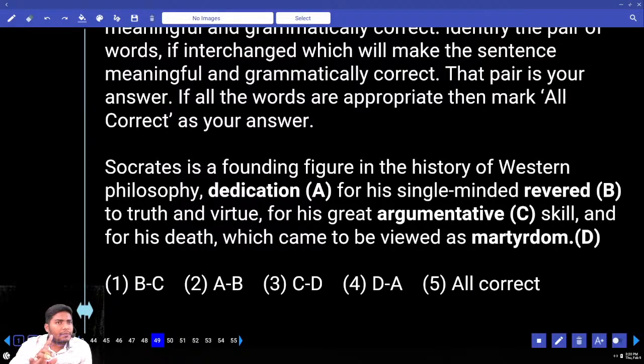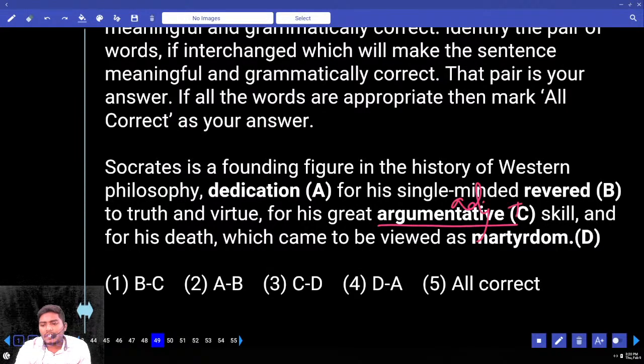Can you tell me how many options are correct in their positions first? How many options are correct in their positions? C. Why C? Argumentative. What is that? Adjective. Argumentative is followed by skill, that is the noun form. This is fixed here. So shall we eliminate all the C options? Yes. So the third one is out, the first one is out. What are remaining now? The second one, the fourth one.